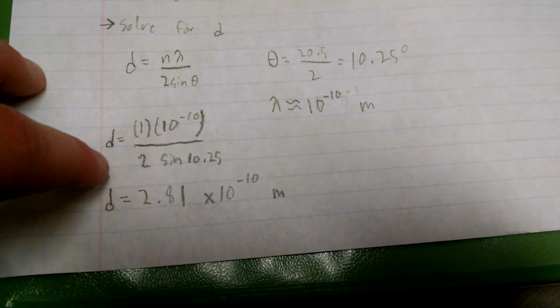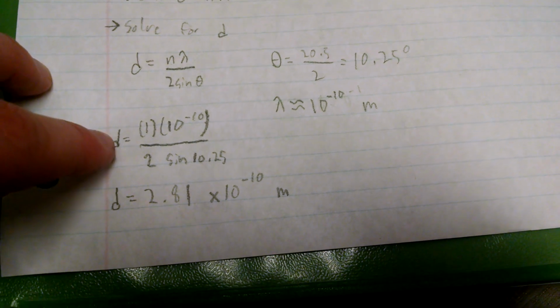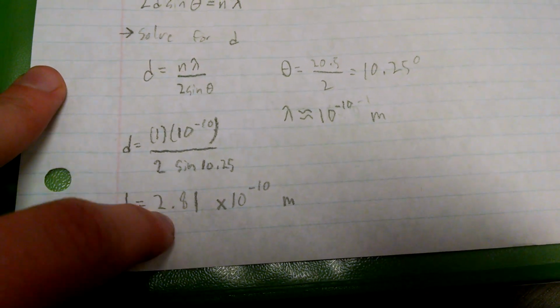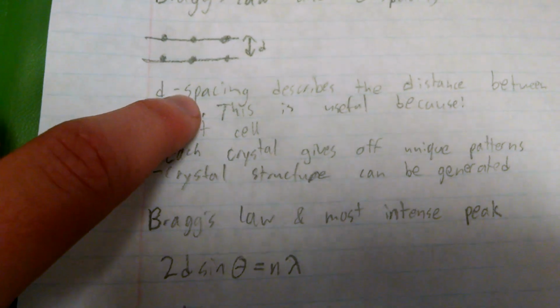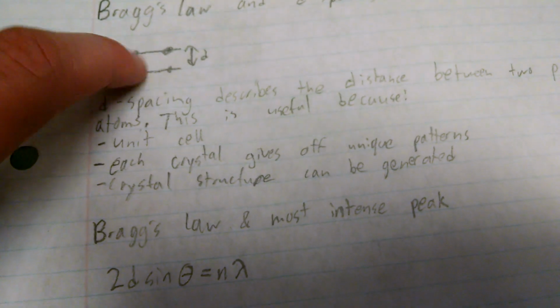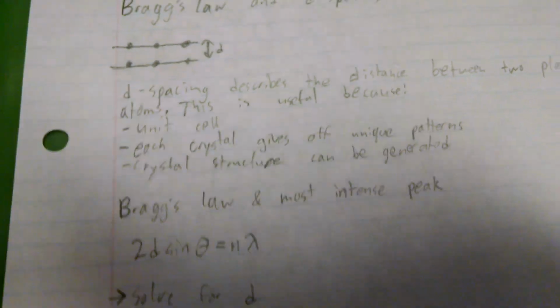So then you do some math, and you find that d is equal to 2.81 times 10 to the negative 10th meters, which means that's what this distance is. And we can use that distance to find a unit cell and generate a crystal structure, which is pretty cool.